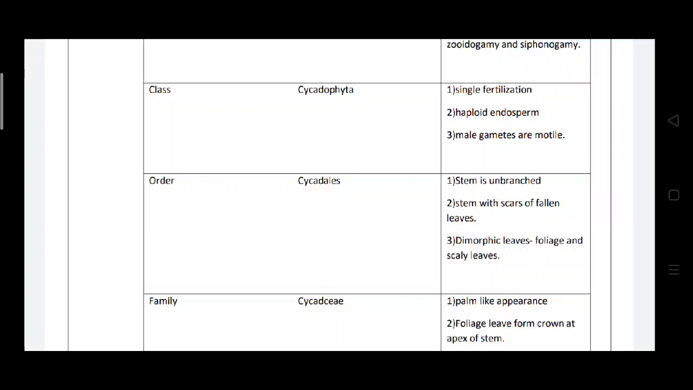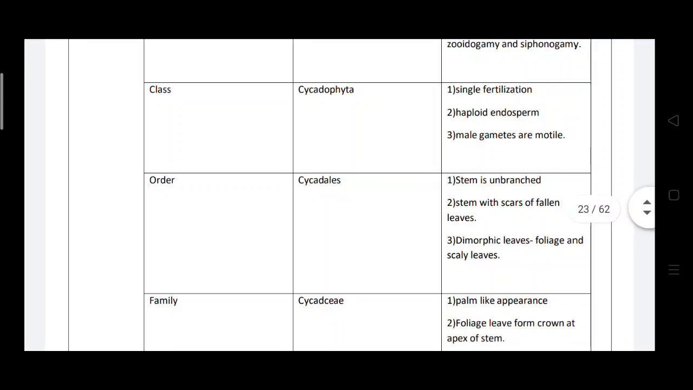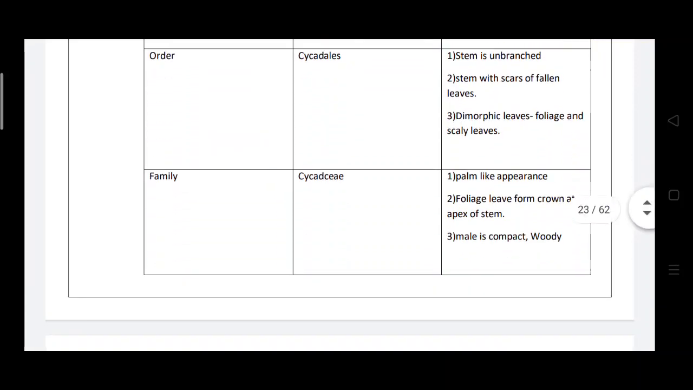Then the third character is the dimorphic leaves. Dimorphic means two types of leaves are observed in this Cycas plant: foliage leaves and scaly leaves. Foliage leaves are large in size. The scaly leaves are the scale-like structures present on the stem. So in the Cycas plant, foliage as well as scaly leaves are observed.